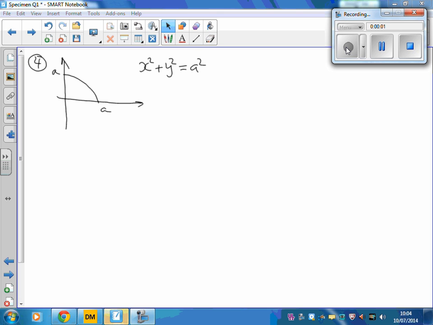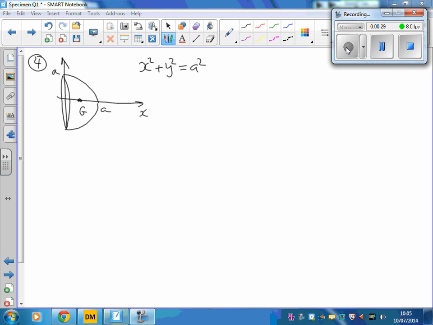Question 4. A hemisphere is a solid of revolution which can be obtained by rotating a quarter of a circle, x squared plus y squared equals a squared, about the x-axis. And after this rotation, we'll have this hemisphere looking like this, with its center of mass somewhere on the x-axis.